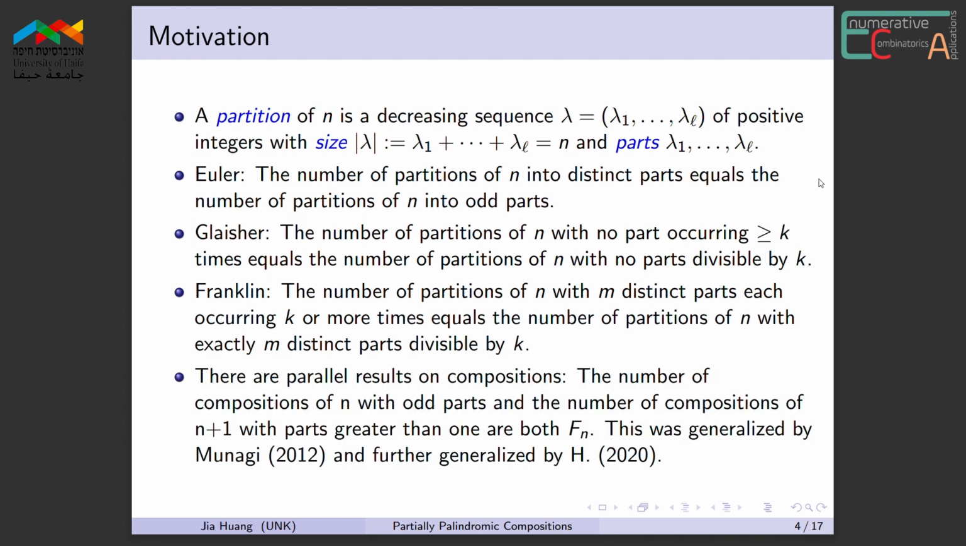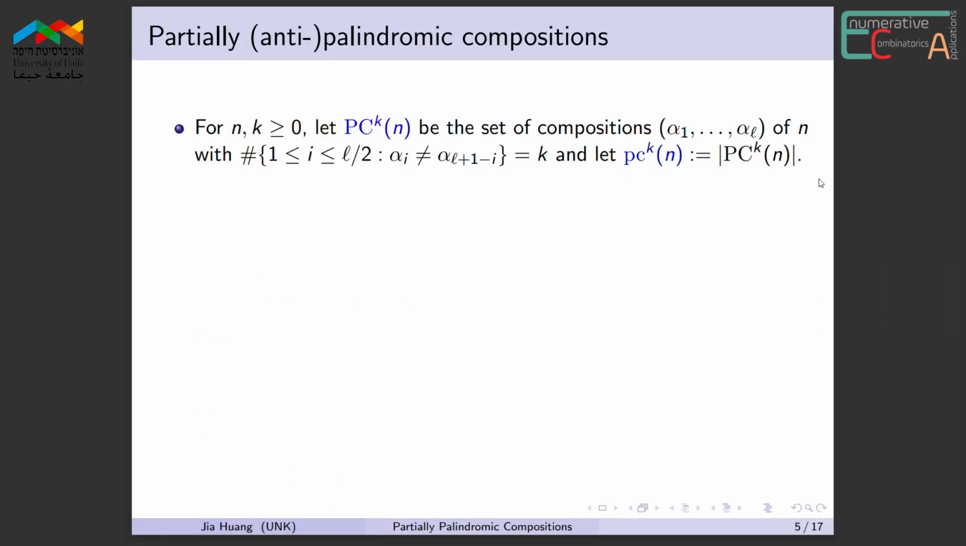There's also a parallel story on compositions. You can take the number of compositions of n with odd parts and the number of compositions of n plus 1 with parts greater than 1. They happen to be the same. They're both the Fibonacci number Fn. This was generalized by Monaghy in 2012 and further by myself in 2020. That's similar to how Glaisher and Franklin generalized Euler's result. So this provides another motivation for us to study partially palindromic compositions.